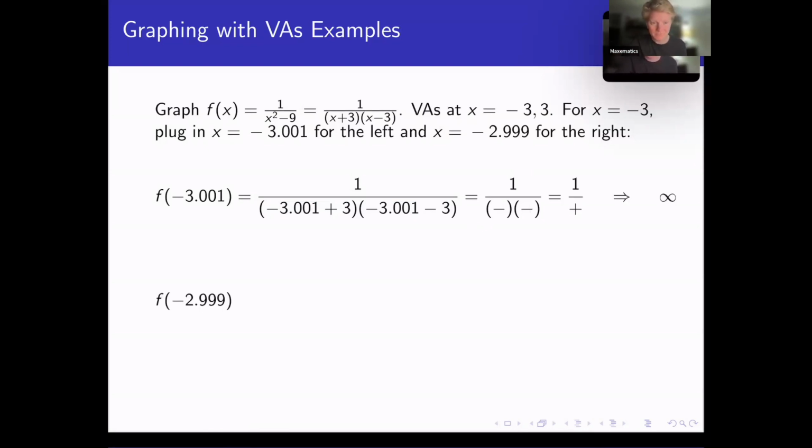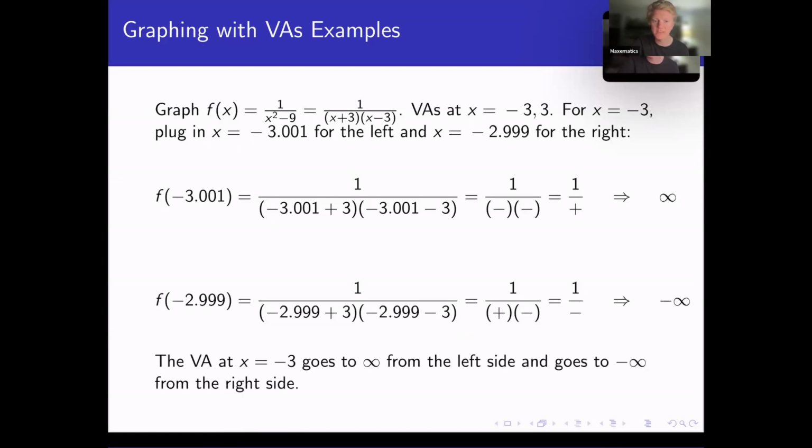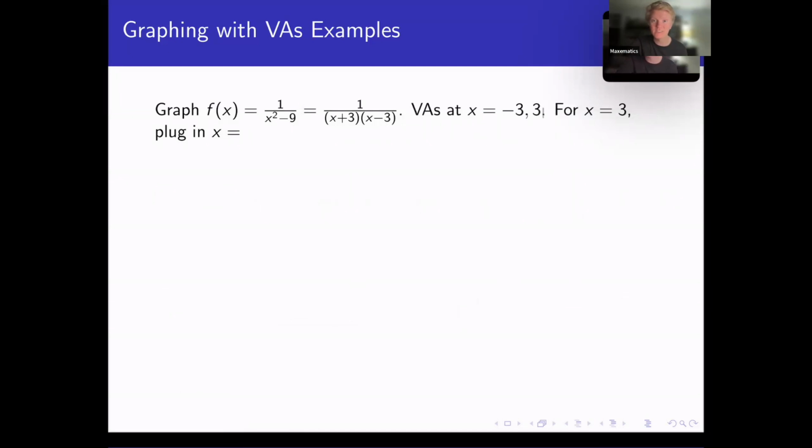Okay. Let's do the same thing for negative 2.999, from the right. So this will be positive. This will be negative. Positive times a negative is a negative. So in total, we get negative infinity. So for this specific vertical asymptote, x equals negative 3, we're going to go up from the left and down from the right.